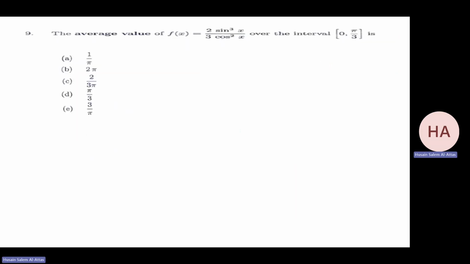Okay, the average value. Sometimes they will ask what I need to find, the integral of this, where I need this idea of trig integrals. So I have the f average will be 1 over pi over 3 minus 0, which is 3 over pi, integral from 0 to pi over 3 of this expression, which is 2 over 3 sine cube x cosine to the power minus 2 x dx.